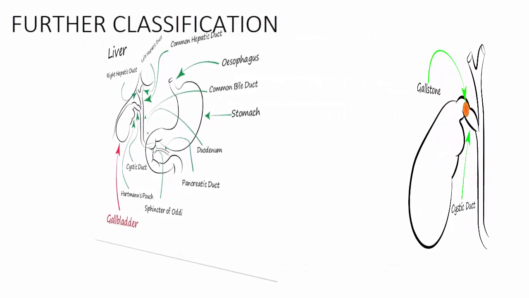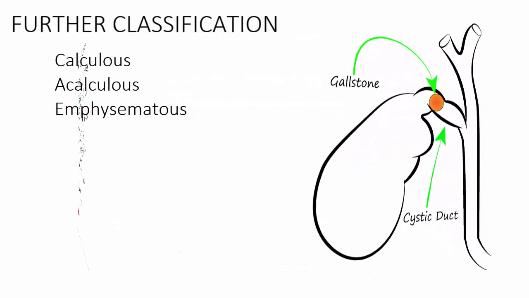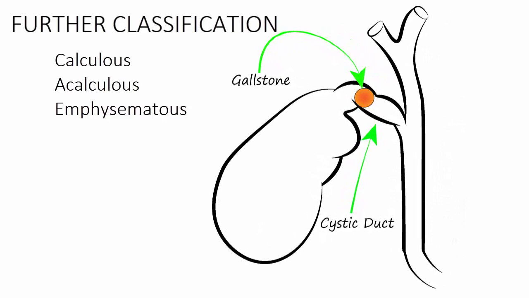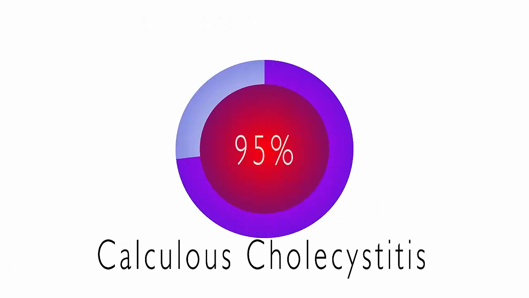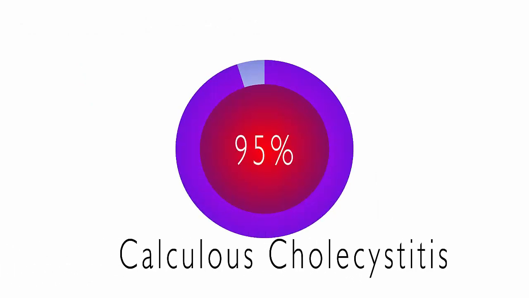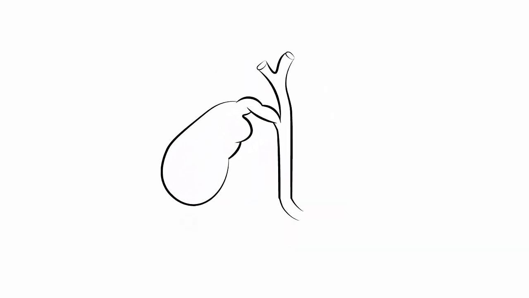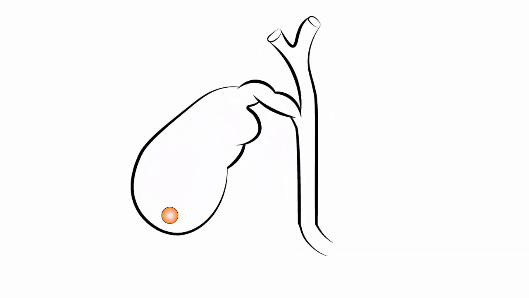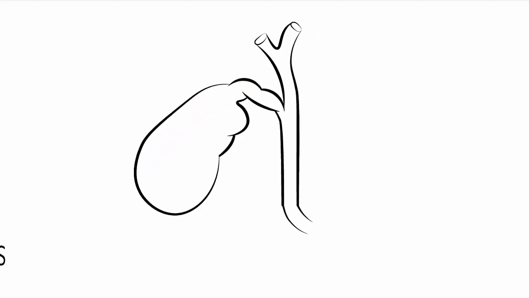Further classification. Cholecystitis is also categorized as calculus, acalculus, and emphysematous. Calculus cholecystitis is the most common type of acute cholecystitis. It accounts for around 95% of all cases. It develops when the cystic duct gets blocked by a gallstone or thickened bile salts, known as biliary sludge.